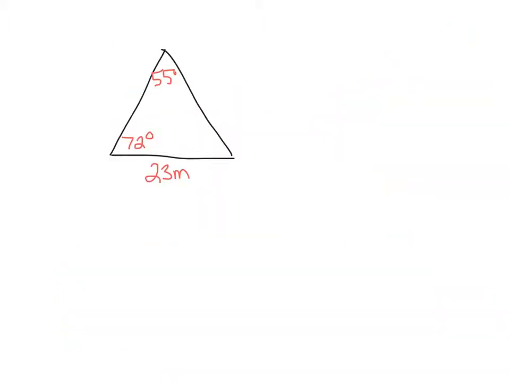Okay, here's an example. We want to find missing sides and angles in this triangle. Let's start with finding this missing angle. We know all angles in a triangle add to 180, so we can figure that out quickly by subtracting 72 and 55 from 180. That gives us 53. So we know this angle right here is 53 degrees.